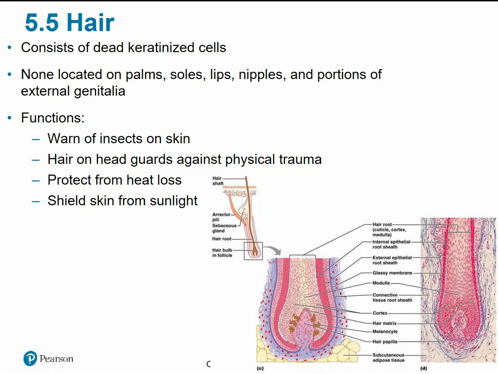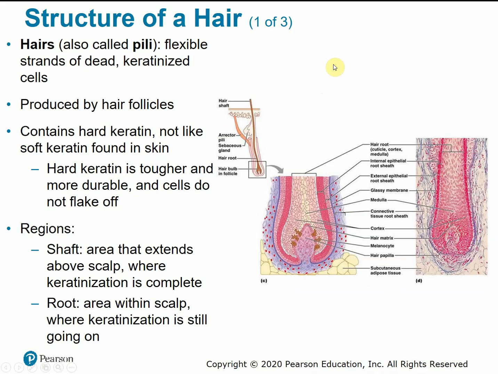Hair on the head helps guard against physical trauma and protect from heat loss, as well as shield the skin from sunlight and UV radiation. Hairs are sometimes referred to as pili. So they're just flexible strands of those dead keratinized cells, similar to the skin and the epidermis. Hair is produced from the hair follicles embedded in the dermis.